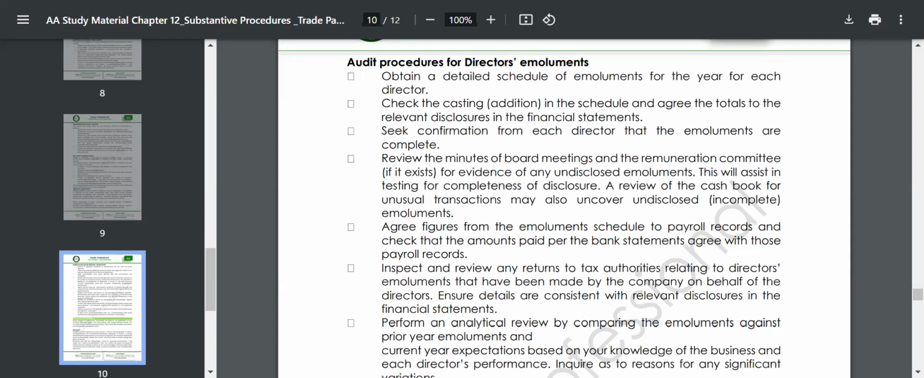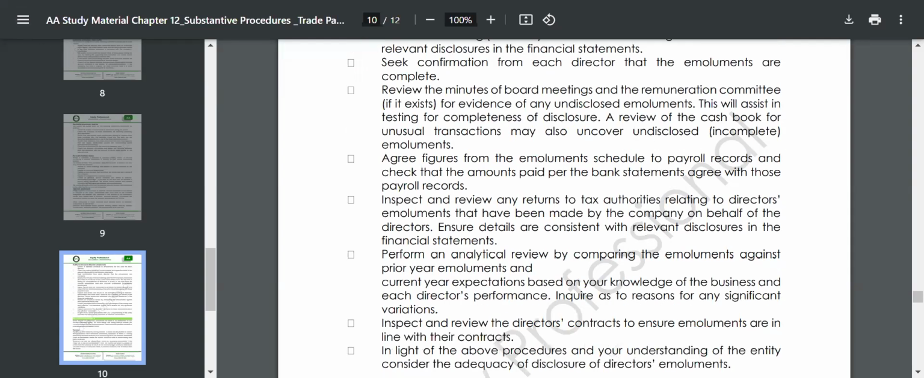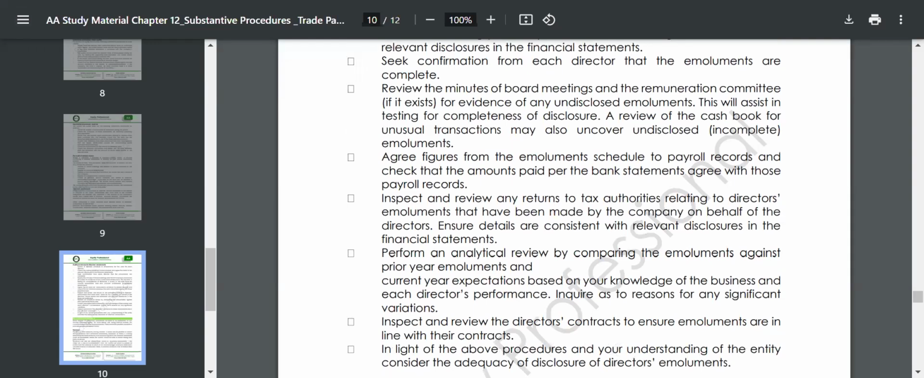The auditor will then need to also look at the tax return as related to directors' payment, to see whether the appropriate tax is being paid on behalf of these directors, so that here you want to be sure that there are no pending taxes or undeclared taxes. So the auditors will do this.